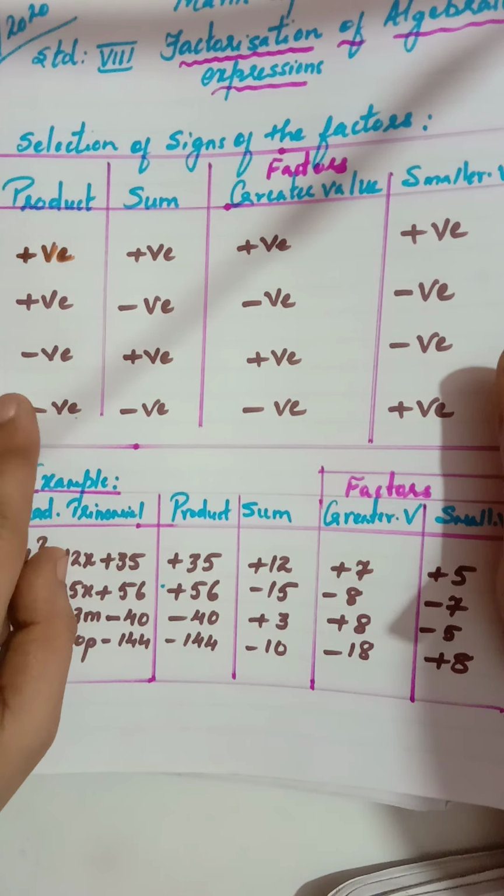Now let me explain these 4 rules with the help of examples which I have already written for you. See children, first example, the first quadratic trinomial we have taken: x square plus 12x plus 35. So what is my product? That means first term into last term. We only write the coefficient, we will not write the variable now.